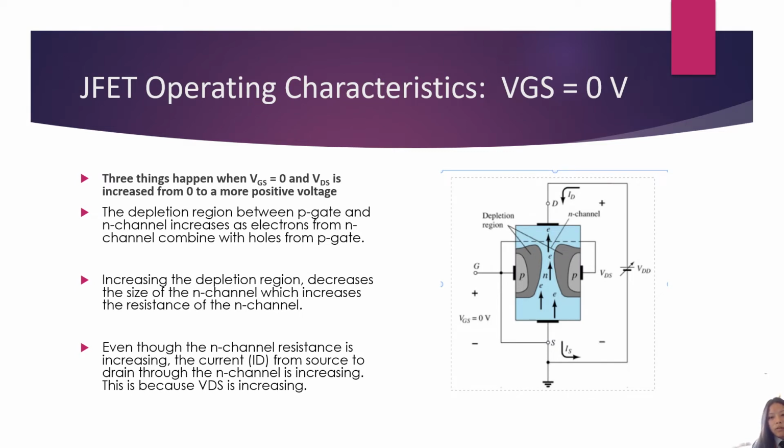Now let us see JFET operating characteristics. VGS equals 0 volt. Three things happen when VGS equals 0 and VDS is increased from 0 to a more positive voltage. Number one, the depletion region between P gate and the N channel increases as electrons from N channel combine with the holes from P gate. Increasing the depletion region decreases the size of the N channel, which increases the resistance of the N channel. Even though the N channel resistance is increasing, the current ID from source to drain through the N channel is increasing. This is because VDS is increasing.